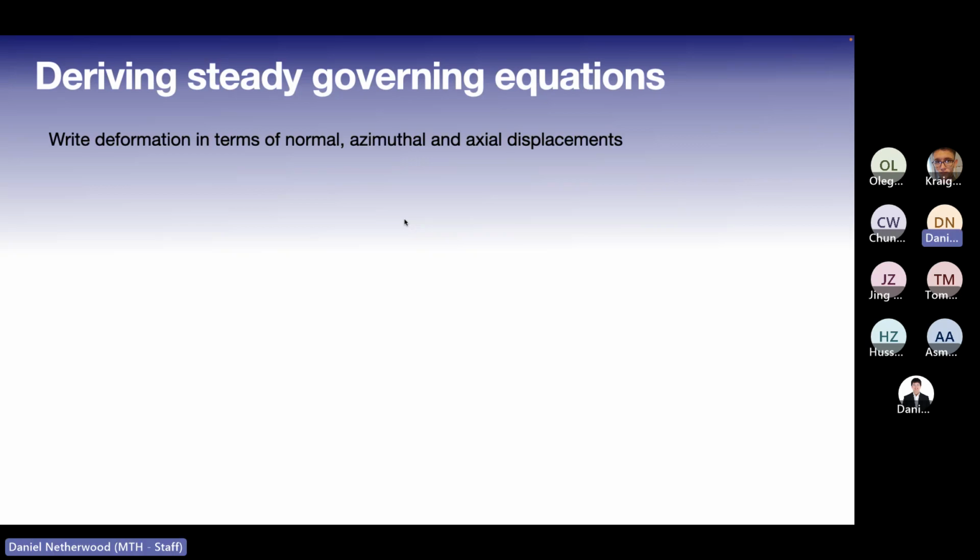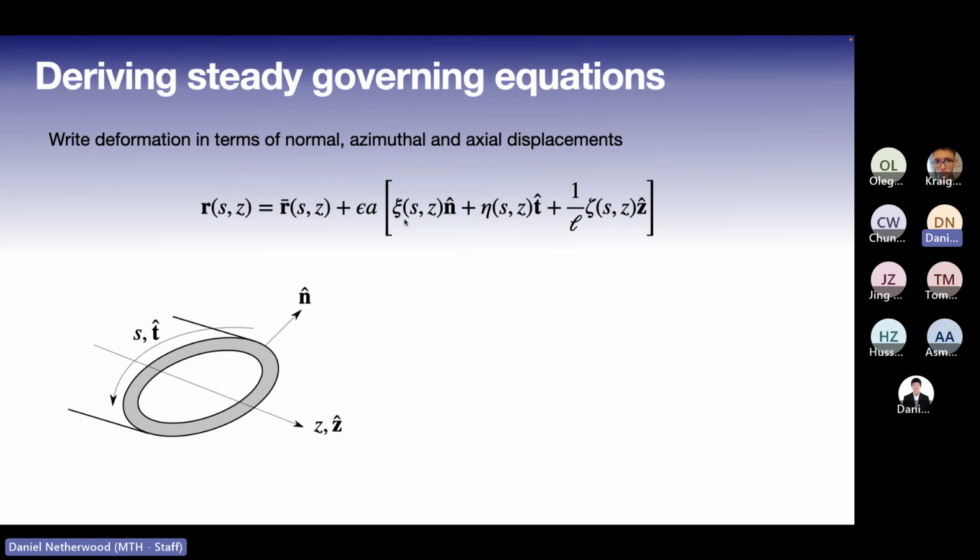So now what we need to do is think about deriving some governing equations that we'd like to solve. To do this, let's introduce some notation. Let's write the deformations in terms of some normal, azimuthal, and axial displacements. This is going to be done by writing the position vector of the tube in its deformed configuration, that's R, as being where it originally was, R bar, plus some perturbation in each of the three directions: the normal direction, azimuthal direction, and the axial direction. Therefore, xi is going to be the normal displacement, eta will be the azimuthal displacement, and zeta will be the axial displacement. So these are going to be important here.